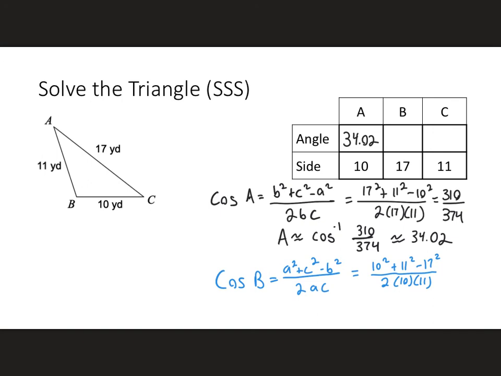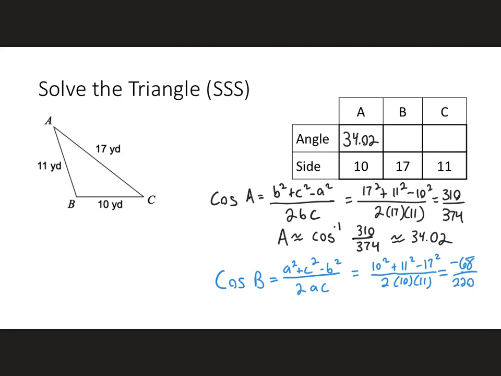Now I'm going to keep this in fraction form, and I want you to notice that the numerator of 10 squared plus 11 squared minus 17 squared is negative. That's actually okay. All that means is that angle B is going to be obtuse. It's going to be greater than 90 degrees because in the second quadrant, cosine is negative. It makes total sense now. So negative 68 over 220.